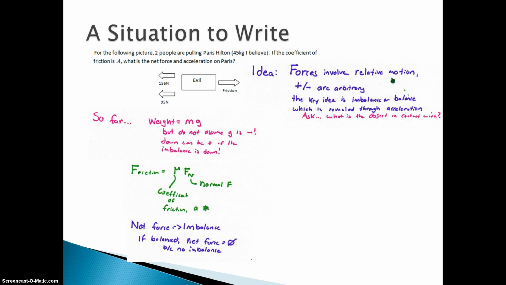And finally, we also said that net force also means imbalance. And if balanced, net force is 0 because there's no imbalance. And Newton's second law said imbalance is equal to mass times acceleration. So those are our major statements that we're going to deal with in this.